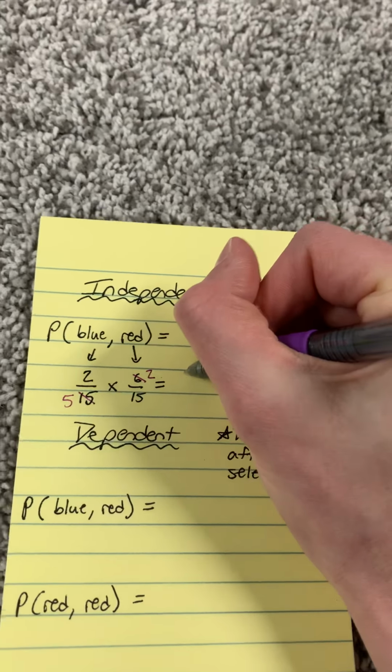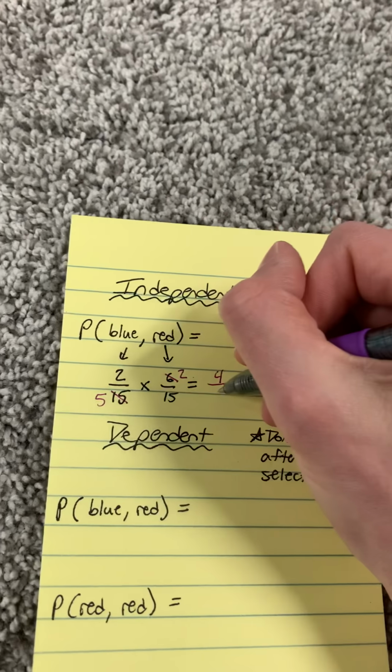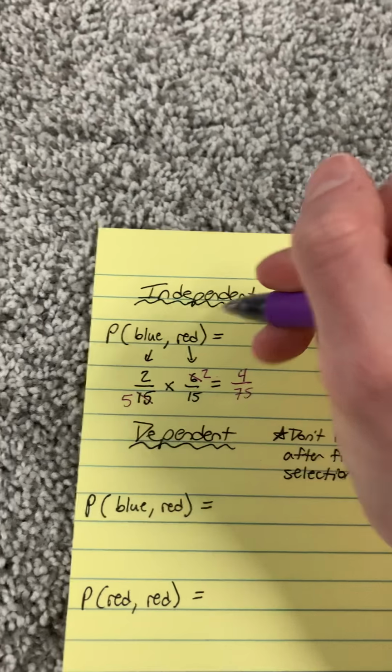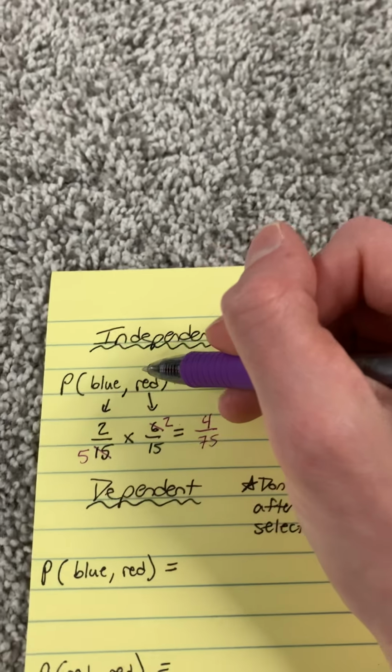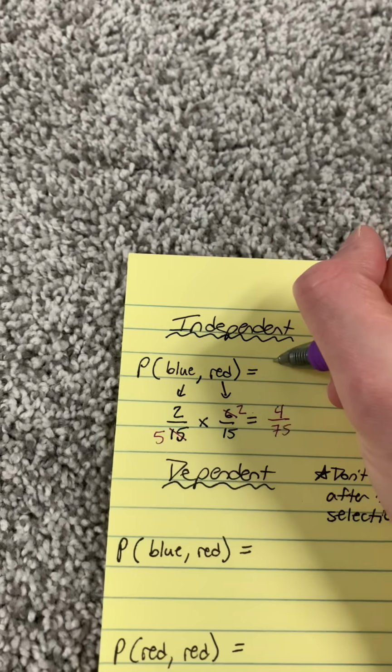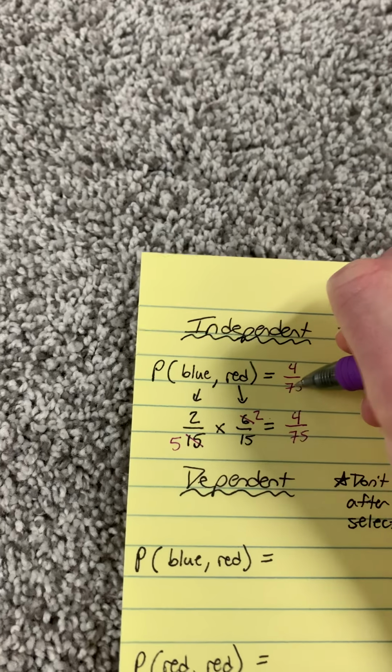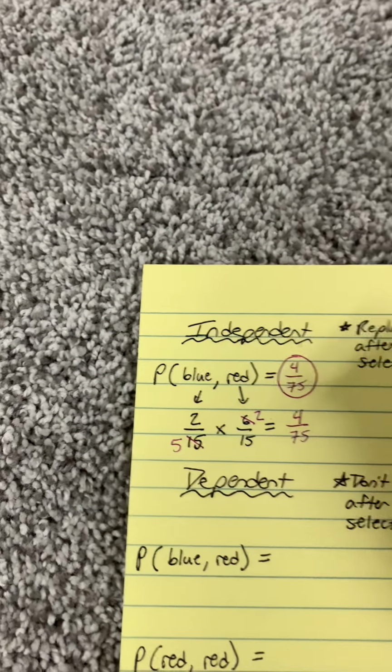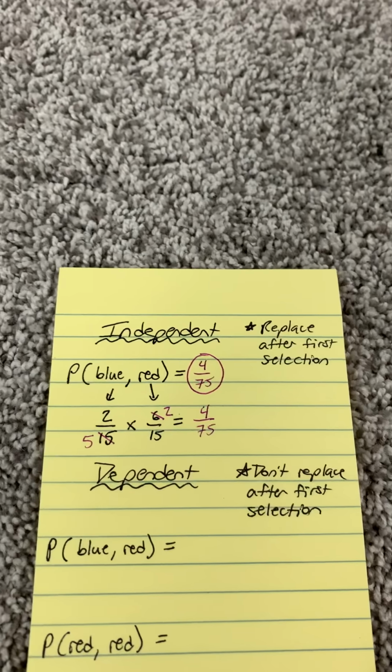2 times 2 is 4. And 5 times 15 is 75. So the probability of selecting a blue, replacing it, and then selecting a red is 4 out of 75. That's our probability. So those would be considered independent events.